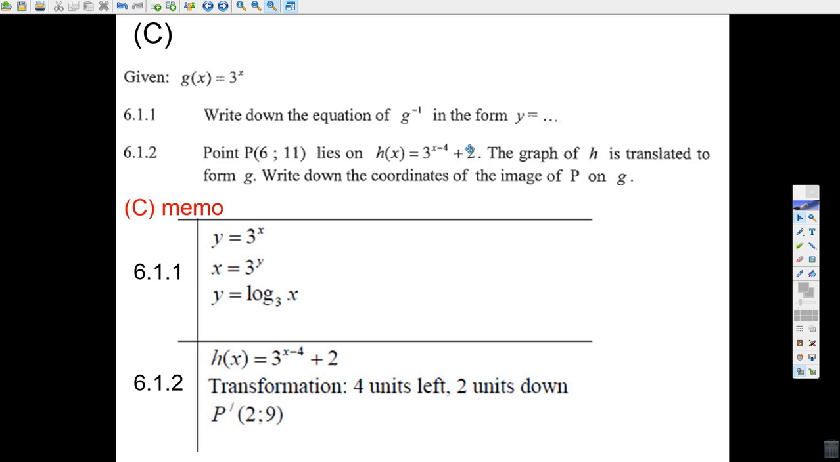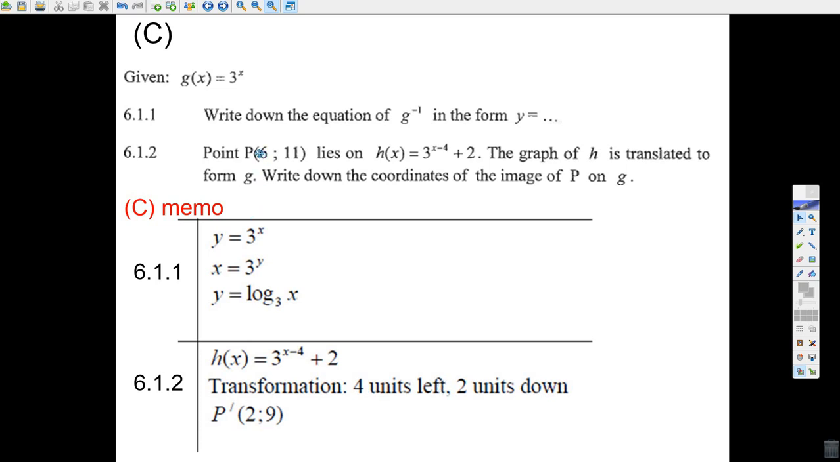But here, if this is gone, there's no 2 there. If I had a translation, I must have subtracted 2. I just went 2 down. So in here, it's kind of the opposite. So the answer, the transformation is 4 units to the left and 2 units down.